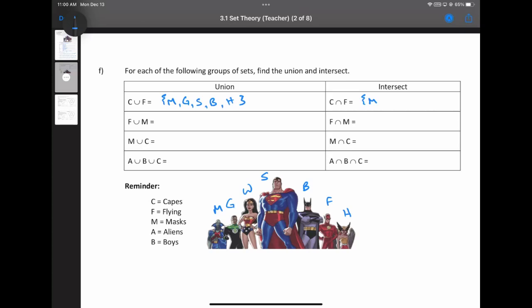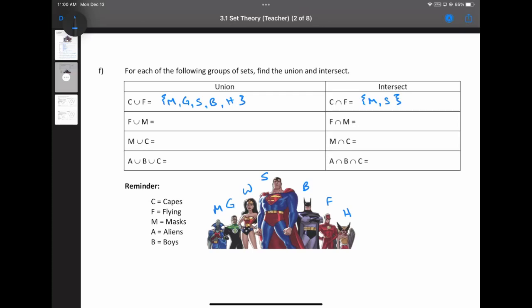Okay, so Martian Manhunter meets both criteria. Green Lantern does not meet cape. Superman meets both. Batman does not meet flying. Hawkgirl does not meet cape. So the only ones that have both of those properties are Martian Manhunter and Superman.